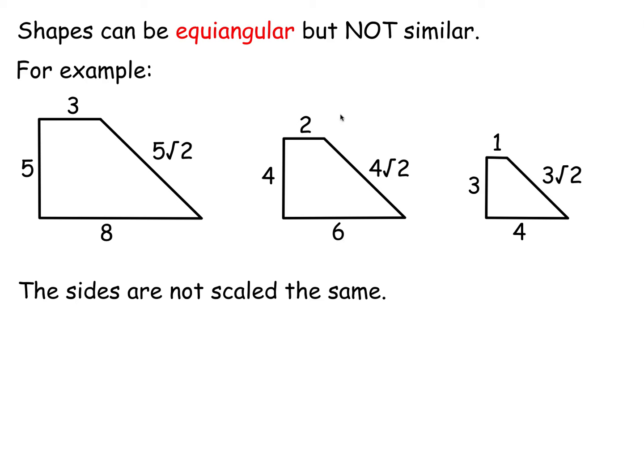4 is 1.5 times bigger to be 6. 1 is twice bigger to get 2. Similarly, 1, 3 times bigger. 4 should become 12, it's 8. Well, that's not right. So these shapes are not scaled, they're not similar, although they are equiangular.